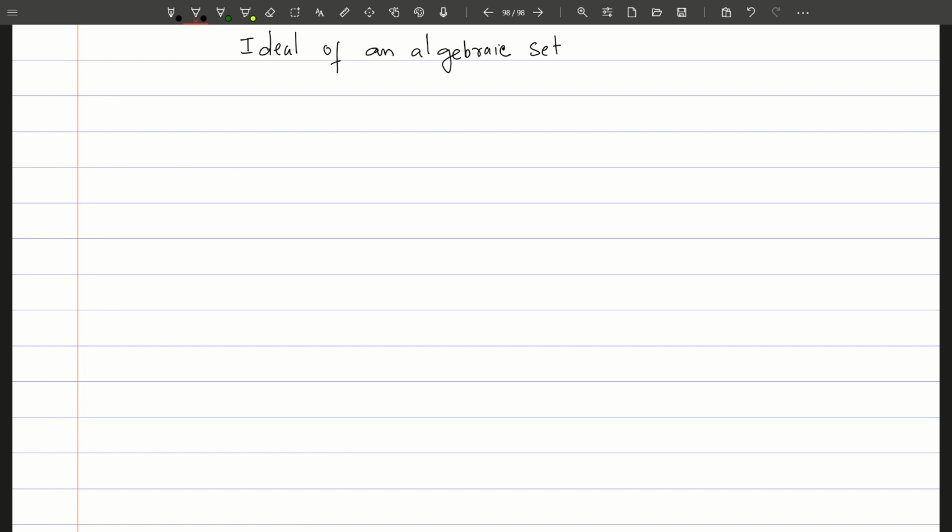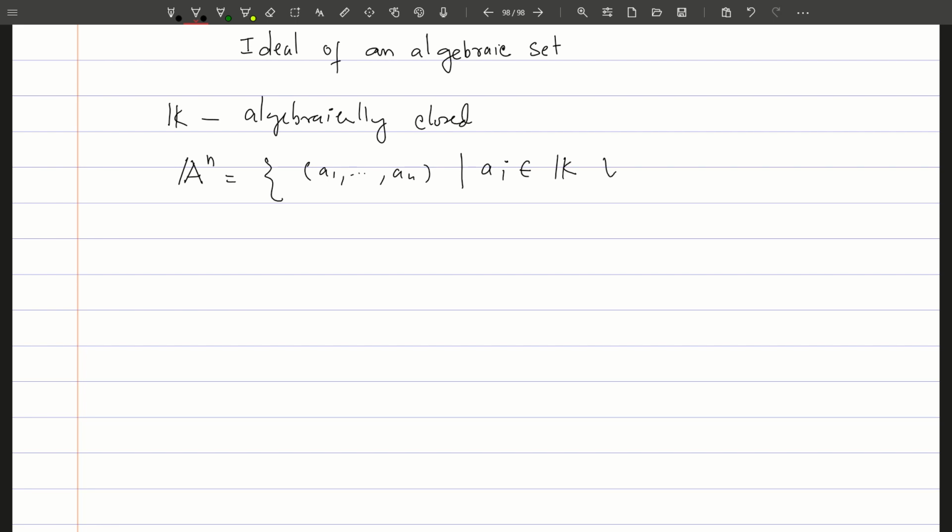So, we defined the affine space. If we have a field K which is algebraically closed, then we define affine n-space, denoted by A^n, to be the set of all n-tuples (a1, ..., an) such that these ai's are in the field k for all i equal to 1 through n. So this set is called the affine space.